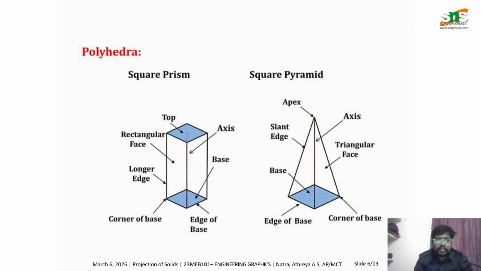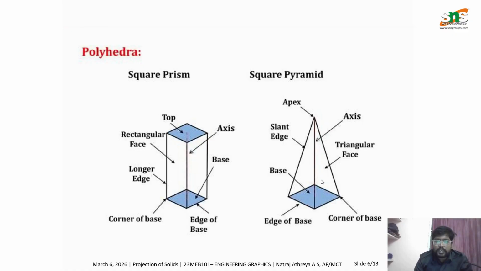So considering polyhedra, we have the prism and the pyramid. For a prism, we have the base and this will be the top. Both the base and top are of the same dimensions. These are the corners of the base and these are the edges. This is the longer edge and this is the shorter edge. We have the rectangular face, and if you consider the center, it is the axis. So this is the top and this is the bottom.